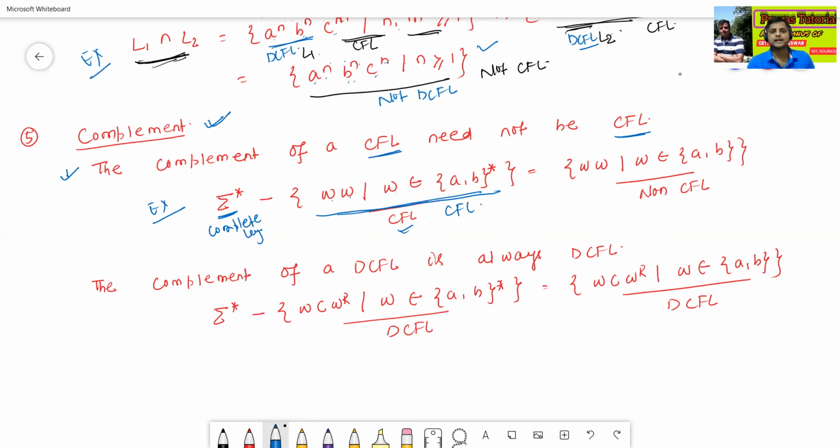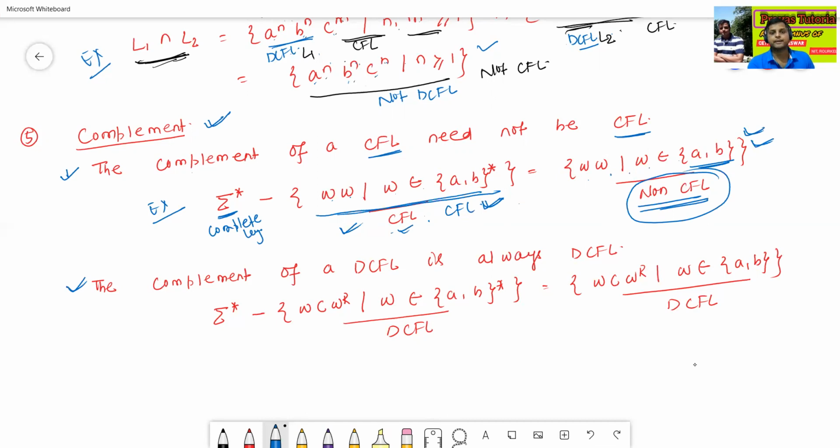When we find the complement of this language, we can get this language, ww such that w belongs to a, b. But this language is non-CFL, not a context-free language. But this language is a context-free language, and its complement is not CFL. Now we'll see the next properties.